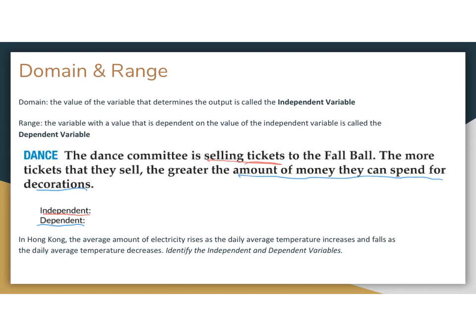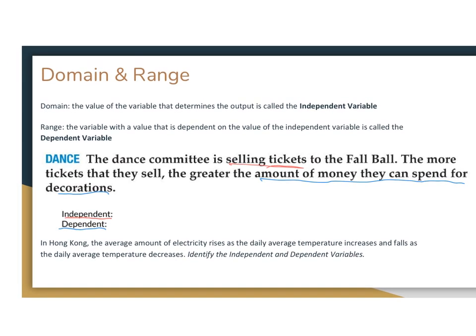Now let's look at the bottom one. In Hong Kong, the average amount of electricity rises as the daily average temperature increases and falls as the daily average temperature decreases. Identify the independent and dependent variables. Again, write these in your notes. This is a good example.